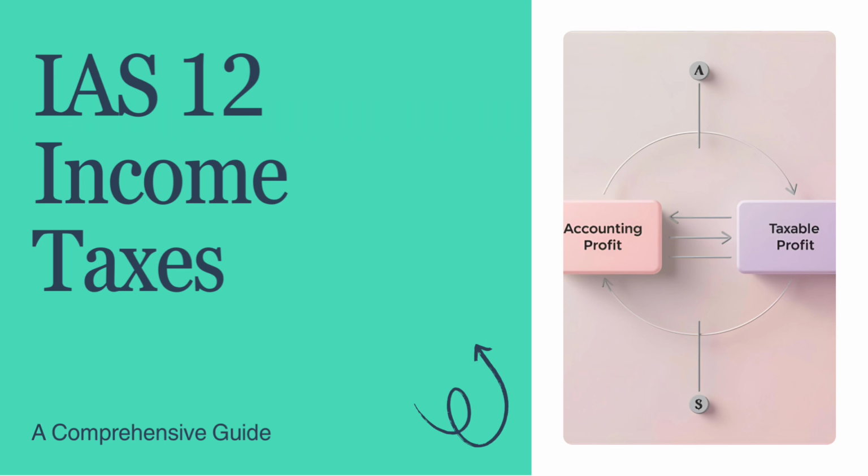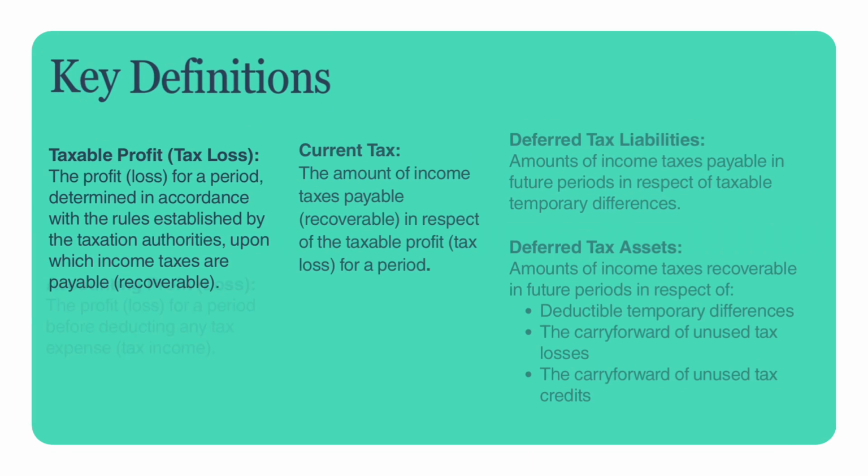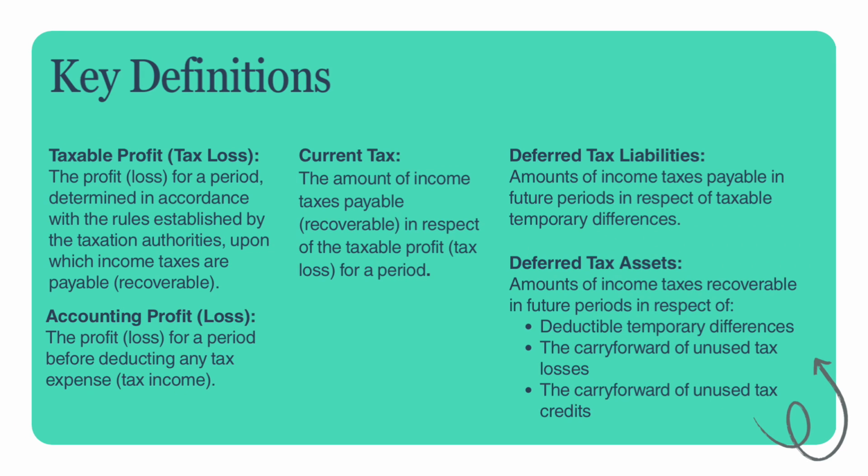IAS 12 requires us to account for two components of tax expense in the income statement: current tax and deferred tax. Current tax, this is the tax payable, or refundable, to the government based on the taxable profit for the current period, calculated using tax laws. Deferred tax, this is the anticipated tax consequence, either payable or recoverable, in future periods resulting from the difference between the accounting treatment and the tax treatment of assets and liabilities today.